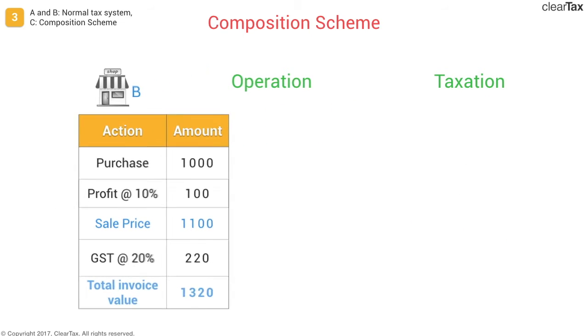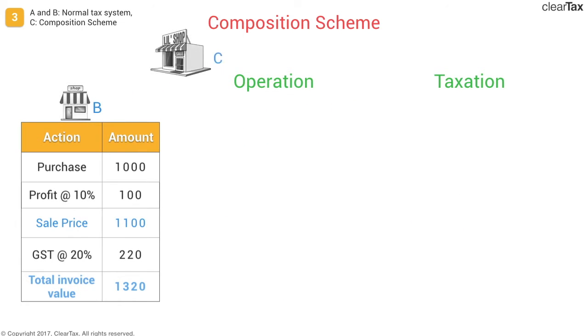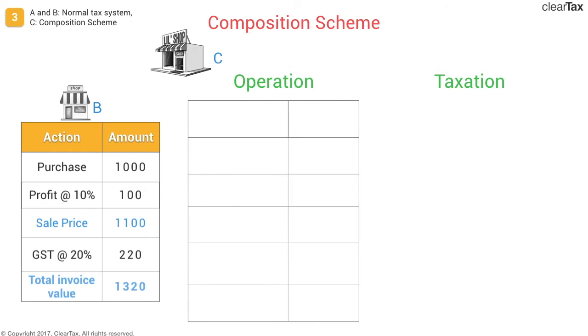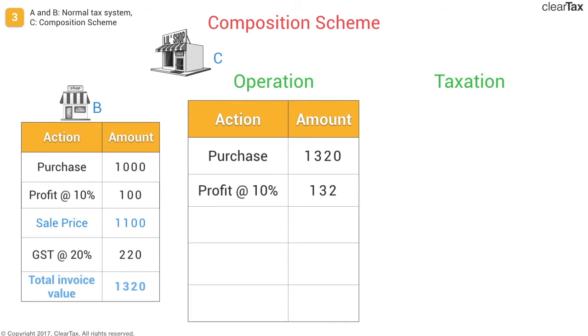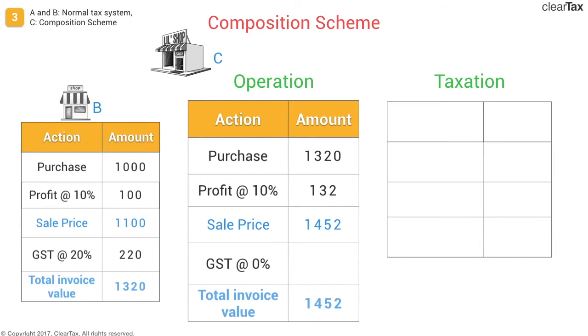Now, coming to C, this is where the change would be because C has opted for the composition scheme. The purchase price of C is 1320. Notice that 1320 includes the GST of 220. Same logic, he cannot claim input credit, so this 220 would form part of his purchase cost. On this, he'll add a profit margin and his sale price would be 1452. He cannot collect any tax from the customer, so his invoice value would be 1452.